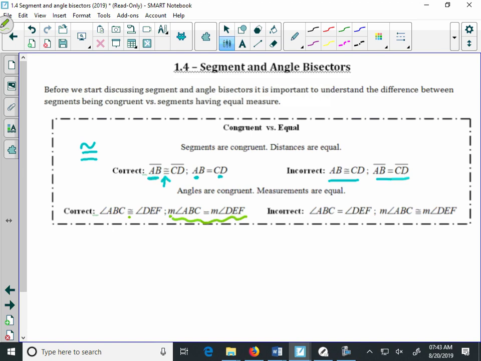Right? And again, I am not very picky about that. If you said angle ABC is equal to angle DEF, I'm glad that you know that they're the same. I'm not super picky about it. But it's something good to know why there is a difference and what those little symbols are. Okay. Questions about that?